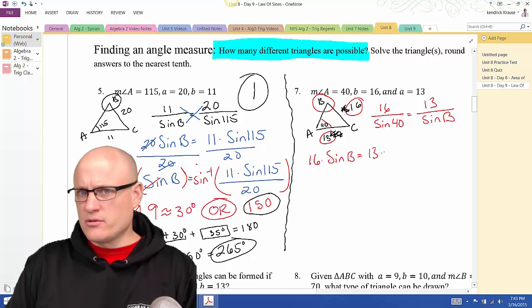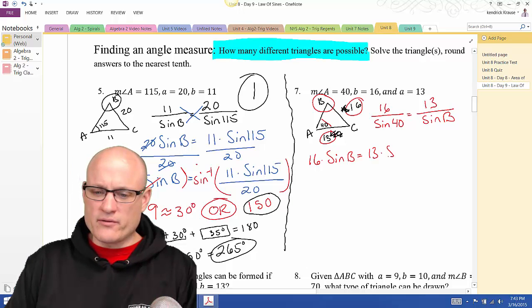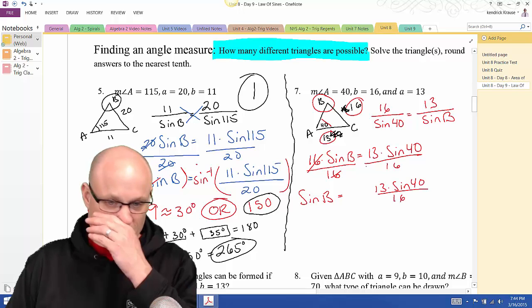13 times the sine of 40. I still need to solve for B, so I got to get rid of the 16 first. And then I'll write it as sine B equals, notice I leave a little space, 13 times sine of 40 over 16.